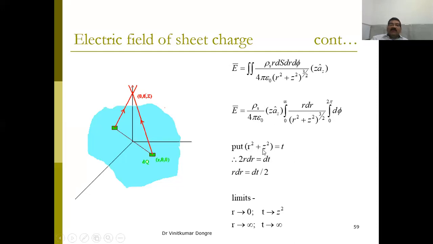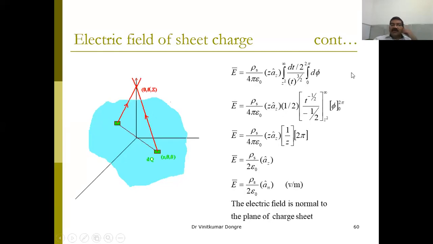Now you put r square plus h square equals t. This is the integration solving method. Nothing great. So you just put 2r dr equals dt. So r dr equals dt by 2. And the limit will be changed. r equals 0 and r tends to infinity. So same thing you can put in this formula. You will get t equals z square and t equals plus infinity. So this is the limit. Now you put the limit in the integration and solve it, you will get the final value.